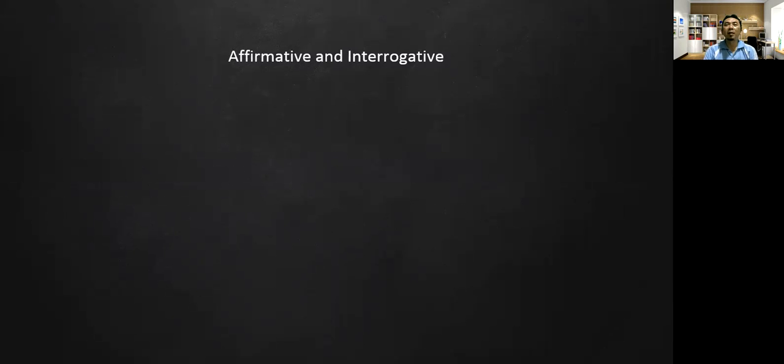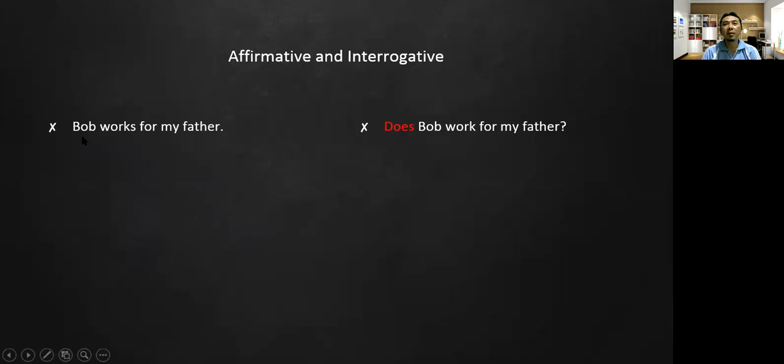But before that, I want you to understand this first. Affirmative and interrogative sentence. Remember, affirmative means positive sentence and interrogative means a question. To make a question, usually we need auxiliary. For example, in this sentence here, we have sentence Bob works for my father. This is simple present tense. In simple present tense, when we want to make it into a question, usually we use auxiliary do or does. Yeah, if we use action verb like this works, we use do or does.